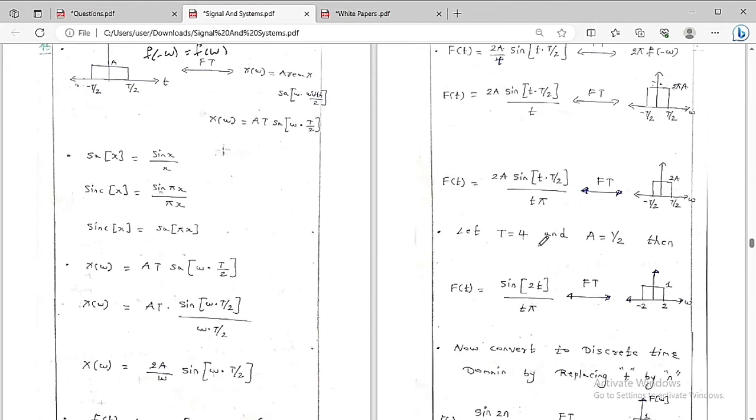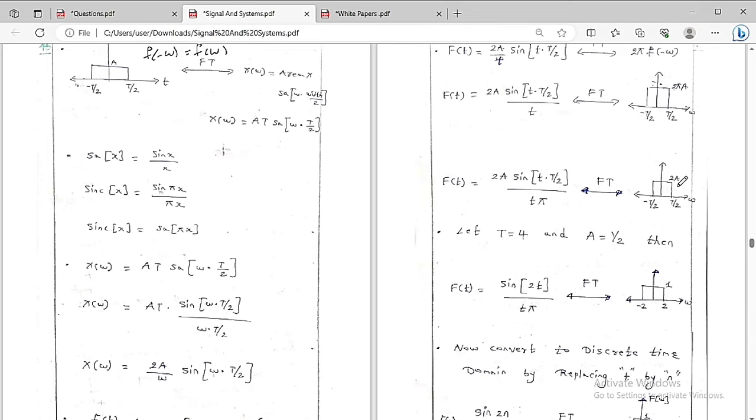Same thing, right? Now I am going to assume capital T is equal to 4 and A is equal to half. That I am going to assume, and we will see what I am going to get. As A is equal to half, 2 into half is nothing but 1. If capital T is equal to 4, then 4 by 2 is nothing but 2. So we are going to get sine of 2t by t pi as a Fourier transform.